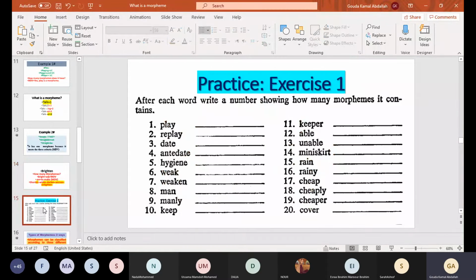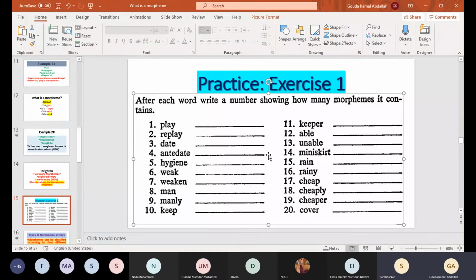Let's have our practice in the handouts. This is the first practice. So I guess you have tried answering this, have you? Yes. Okay. So the instruction here is, after each word, write a number showing how many morphemes it contains. So let's go on to the first one, play.